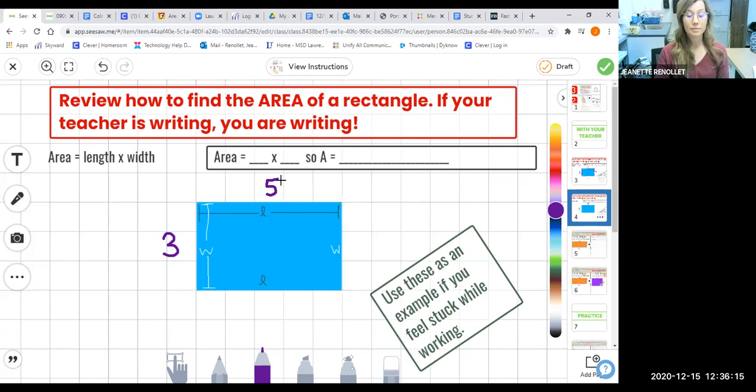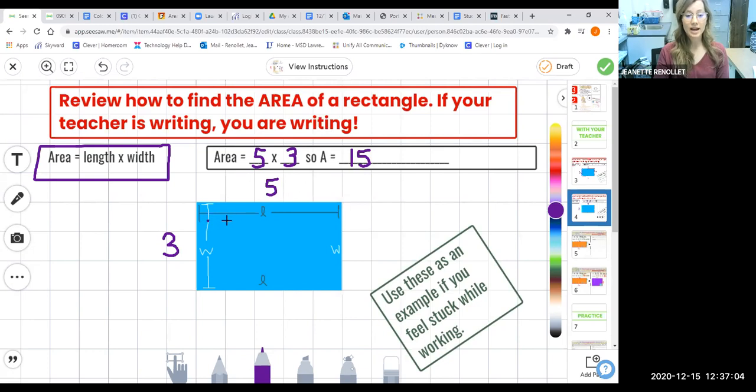After I've labeled my length and width, I can remind myself how to find the area. It says I can multiply length times width. So 5 times 3 will give me the area of this example. 5 times 3 gives me a product of 15.